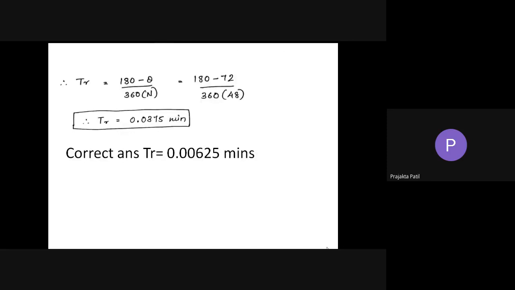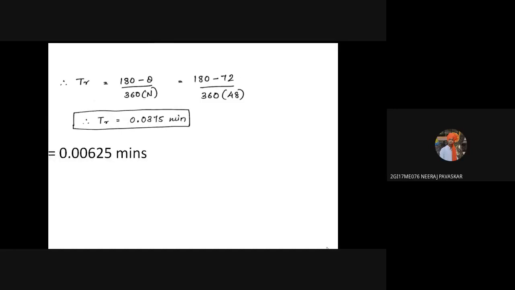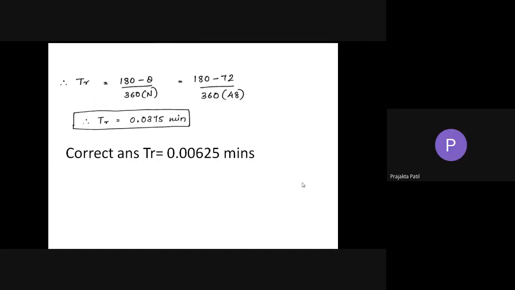Are you getting the TR value correct? Yes, ma'am, we are getting 0.00625. Okay, so the TR value that I have shown here is not correct. 0.0375 is the answer that I have written here, but the correct answer is 0.00625 minutes.